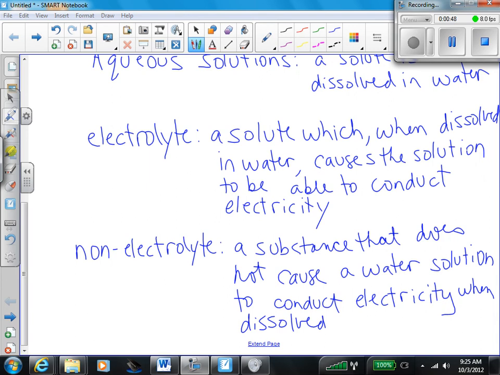And here are two more terms that you need to know: electrolyte and non-electrolyte. An electrolyte is a solute that, if it's dissolved in water, allows the water solution to conduct electricity. A non-electrolyte is a substance that, when it's dissolved in water, does not cause the water solution to conduct electricity. And now we'll do some examples.